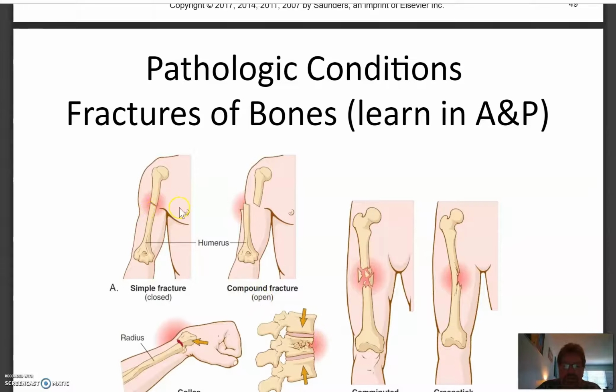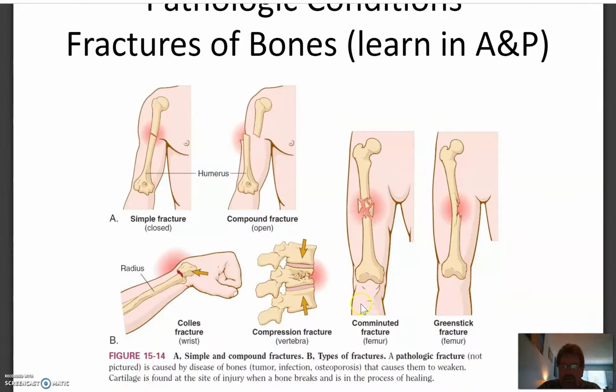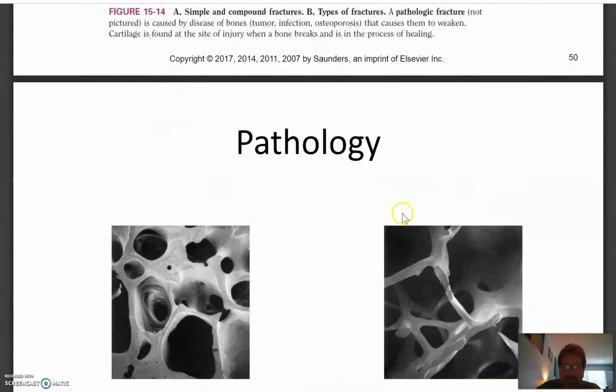A simple fracture is still contained within the tissue. A compression fracture is often seen in the vertebra, where they crush. A comminuted fracture is one that's been crushed. That would have to have extensive surgery. A greenstick fracture is like a dry stick, it pops. Take a green stick, it bends, and it still stays attached. You can have a fracture like that too.